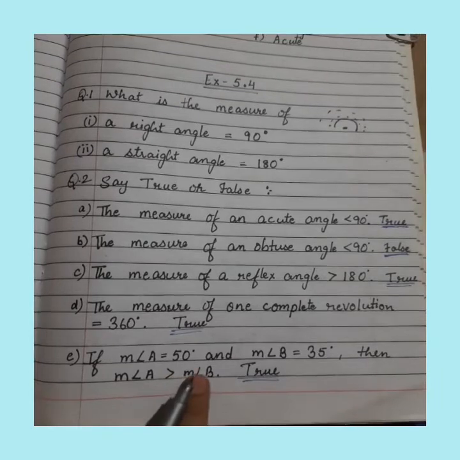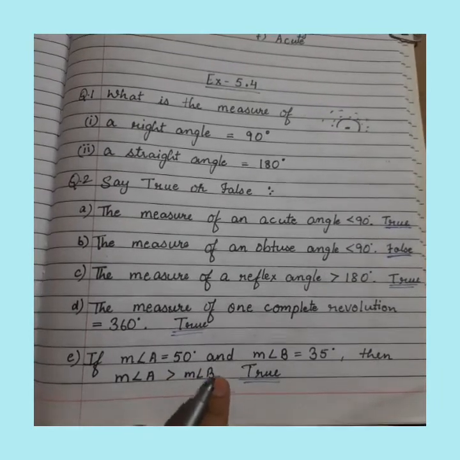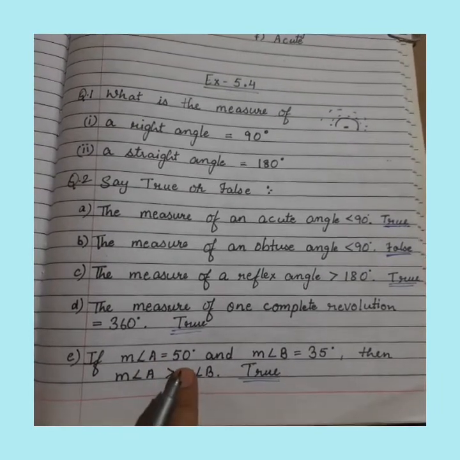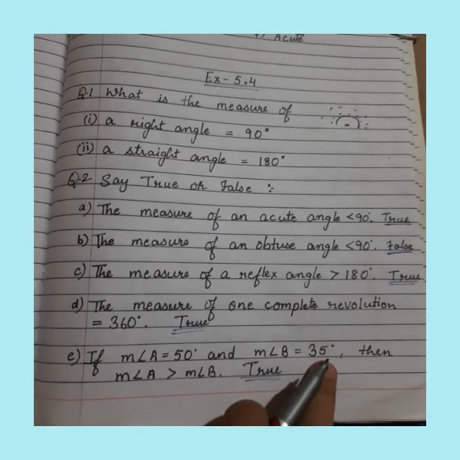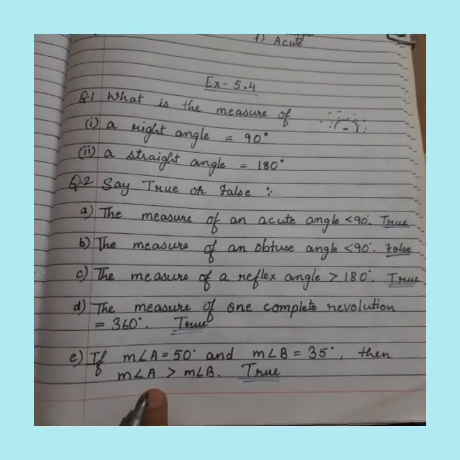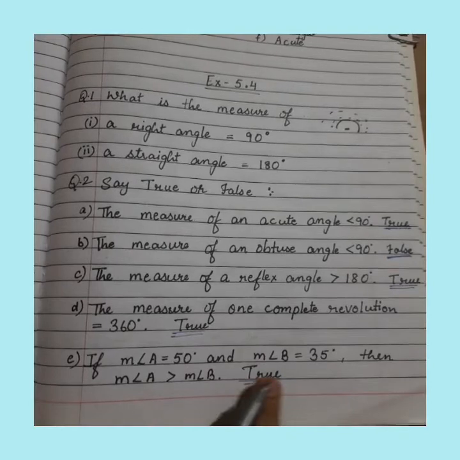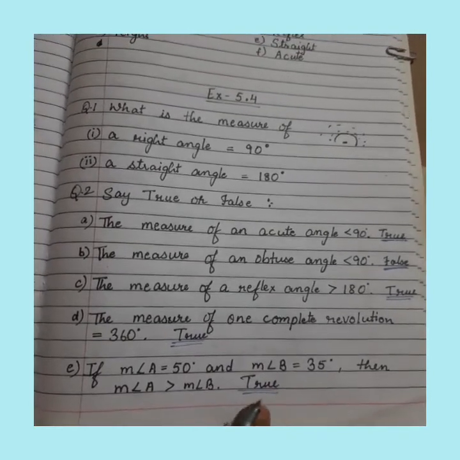Then if measure angle A is 50 and B is 35, then measure angle A is greater than measure angle B. Of course, it can be seen from the values. 50 is greater than 35. So measure angle A is greater than measure angle B. So this is also true.